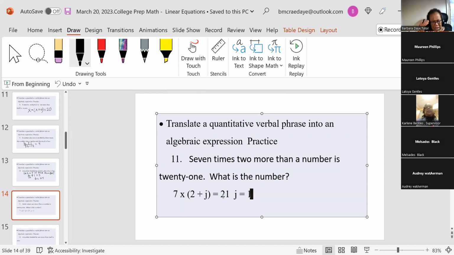Latoya, how did you get the answer you got? Multiply. Well, try to write it down. What do you get? 7 times 2 is 14. 7 times J is 7J. So you'd have 14 plus 7J equal 21. Now, how did you solve for J?